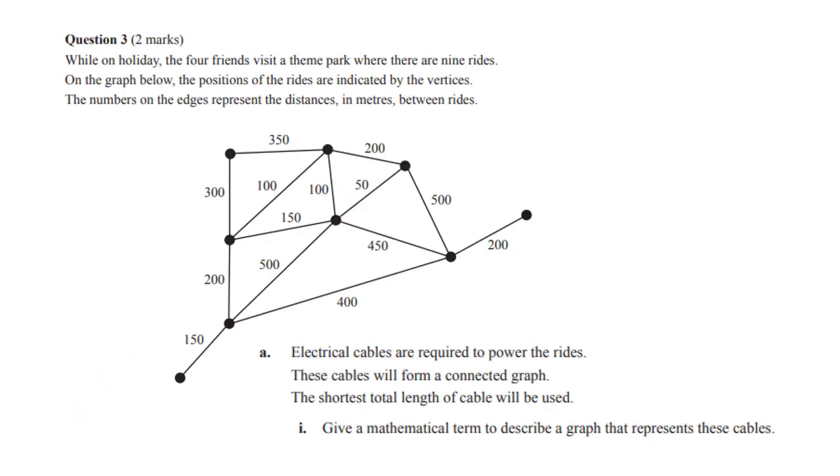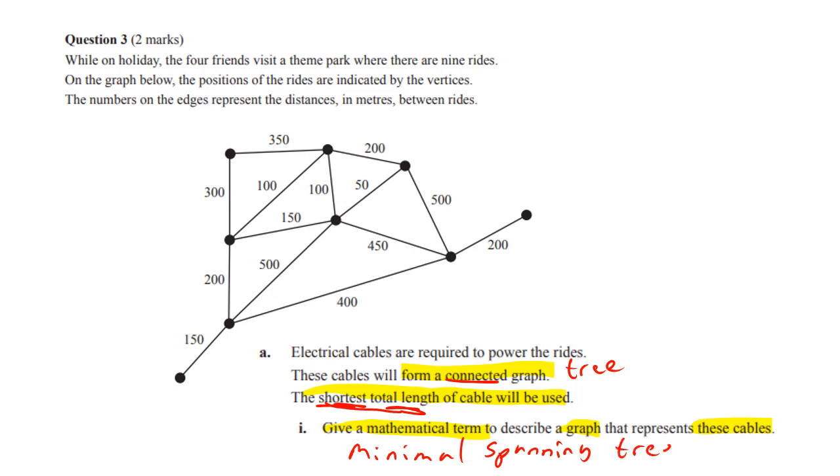Okay, this one actually might involve Prim's algorithm in a moment. It says, first part, this is the easy part, give a mathematical term to describe a graph that represents the cables. So they want to know the shortest total length that'll be used to form a connected graph. That's slang for tree. So now you've got to put all three words. Minimal, why? Because it said shortest total length. Spanning, why? Because it says it's going to be a connected graph where you connected all the rides up. And then tree, because that's what it is.